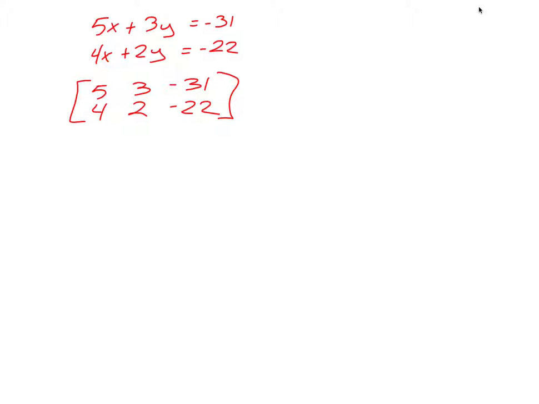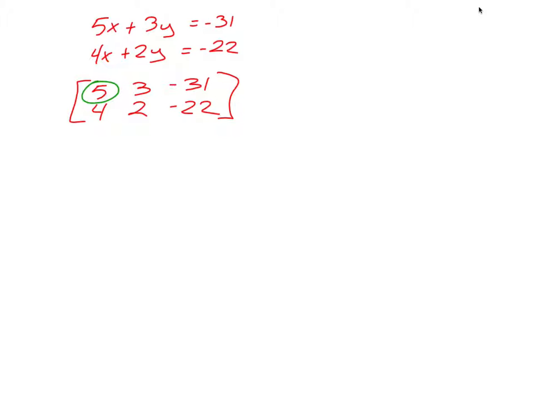So, what is the first thing I need to try to do with this matrix if I want to put it in row echelon form? What needs to happen? I need to eventually get zeros, but what else? And where do I want my first one to be, Jasmine? Where the 5 is. So the very first thing I want to do is turn that into a 1.